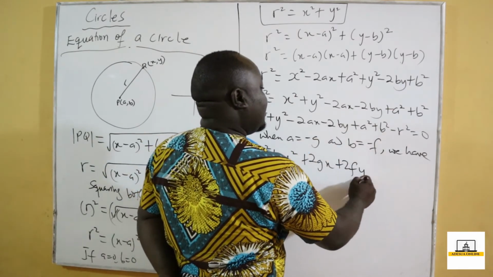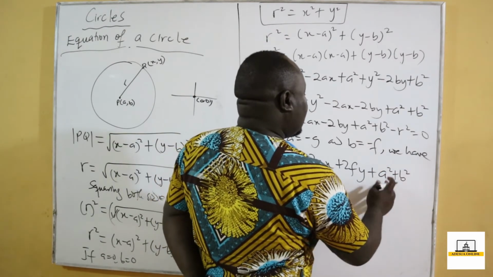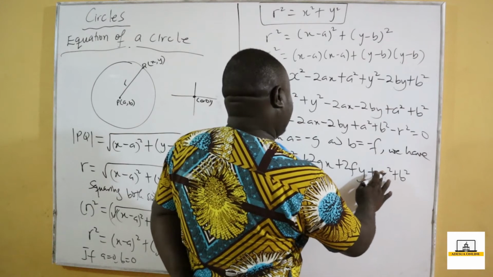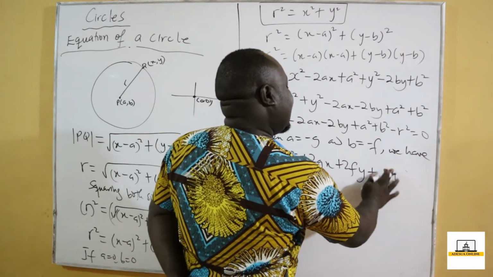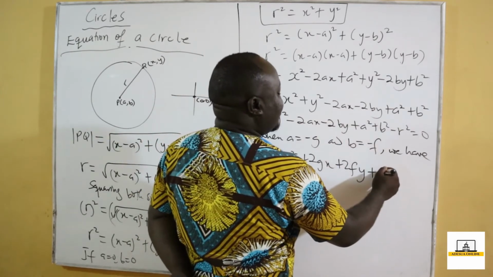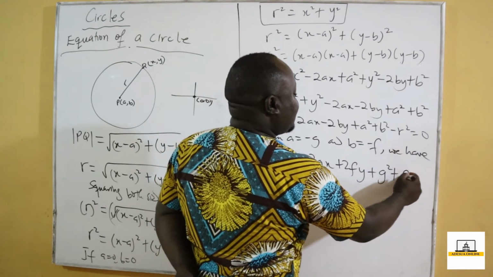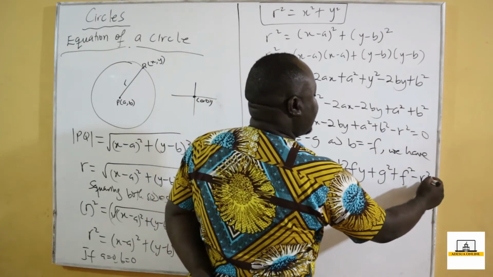This is minus 2 times minus f, which will give us positive 2fy, plus a squared plus b squared. So our a is minus g, so we have minus g squared, which will give us g squared, plus our b is also minus f, which will give us f squared, minus r squared, equal to 0.